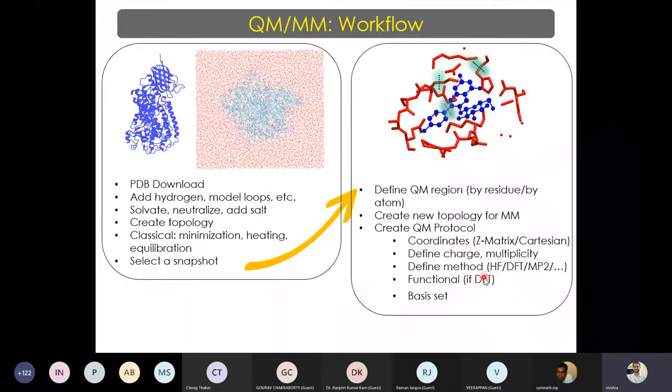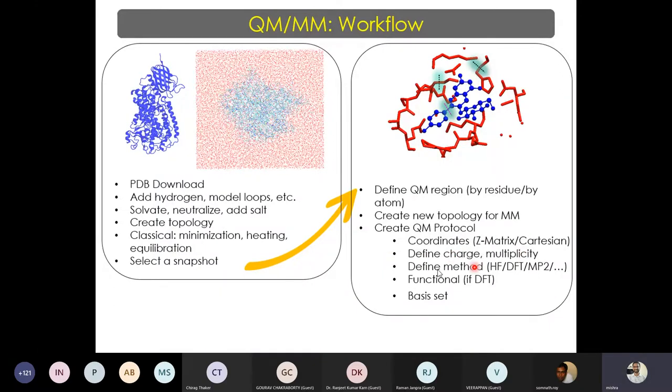We define the overall charge and spin multiplicity, because when we solve the electronic Schrodinger equation, the Hamiltonian doesn't have explicit spin, so it commutes with the spin operator. Therefore, I need to define my multiplicity, whether it's a singlet spin state, a triplet, a quintet, or a doublet. The spin multiplicity and overall charge of the system need to be defined. Suppose you have an aspartate, a glutamate, arginine or lysine, or your ligand has charge, so you have to define the charges, otherwise you end up with wrong results.